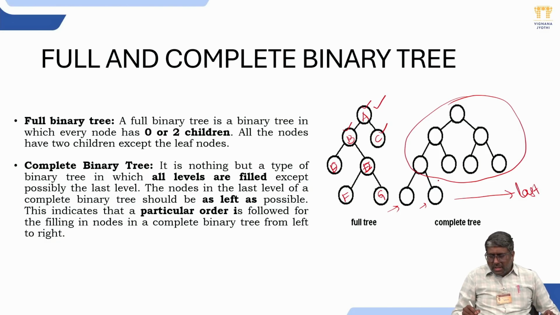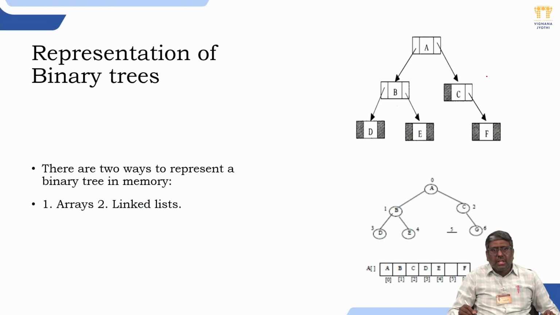We can represent a complete binary tree by using arrays. The best data structure to represent a complete binary tree is an array. So, representation of binary trees: there are two ways to represent a binary tree, one using arrays and the other using linked lists. The diagram shows the two representations: the first is the linked list representation, and this one is the array representation.